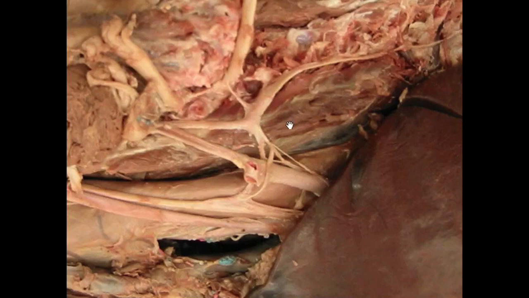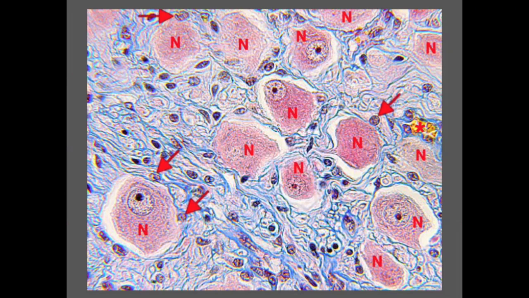This dissection image shows a cervical thoracic ganglion and a middle cervical ganglion. These are autonomic ganglia, and they contain postganglionic cell bodies that receive synapses from preganglionic cell bodies. Thus, the cell bodies in these ganglia are multipolar. This is an image of a microscopic section of an autonomic ganglia, and it shows multipolar postganglionic cell bodies. The red arrows point to satellite cells formed by neurolemmocytes.